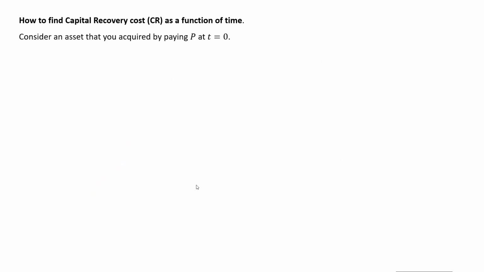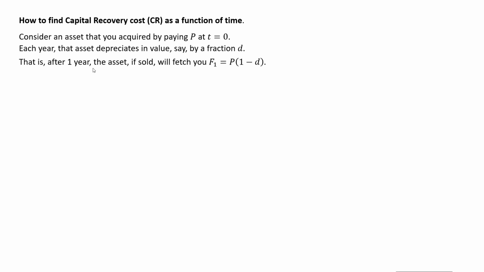Consider an asset that you acquired by paying P at t equals 0. I hope that makes perfect sense to you. Good. Then each year, that asset depreciates in value, say by a fraction d. Meaning you bought something for $100,000 and the depreciation is 20%, meaning 0.2 is d, right? Good. That is, after 1 year, the asset, if sold, will fetch you a future value F1 of P times 1 minus d. Would you agree with that?